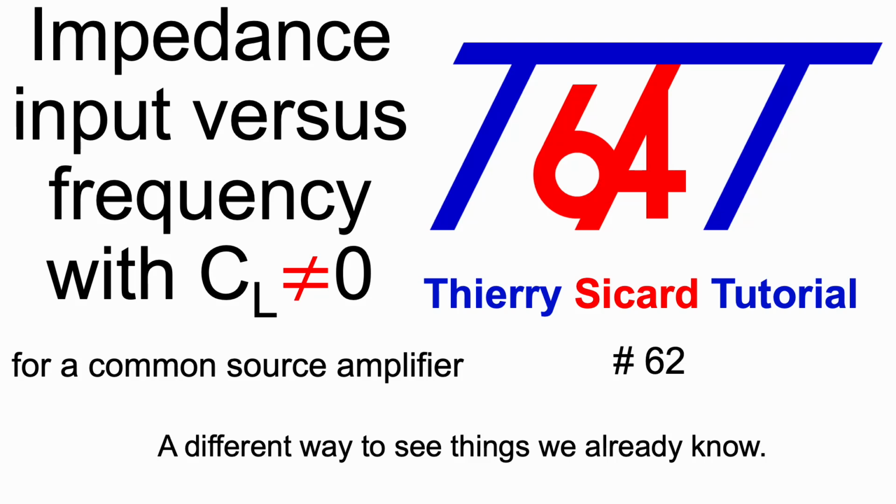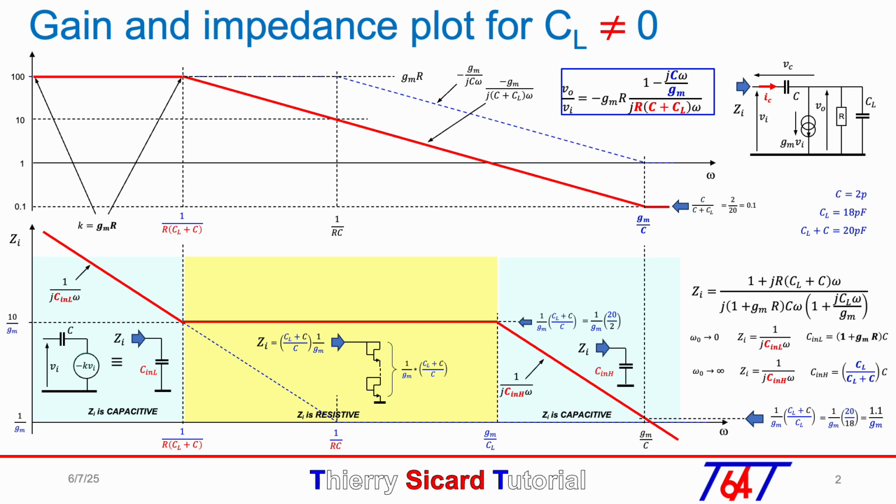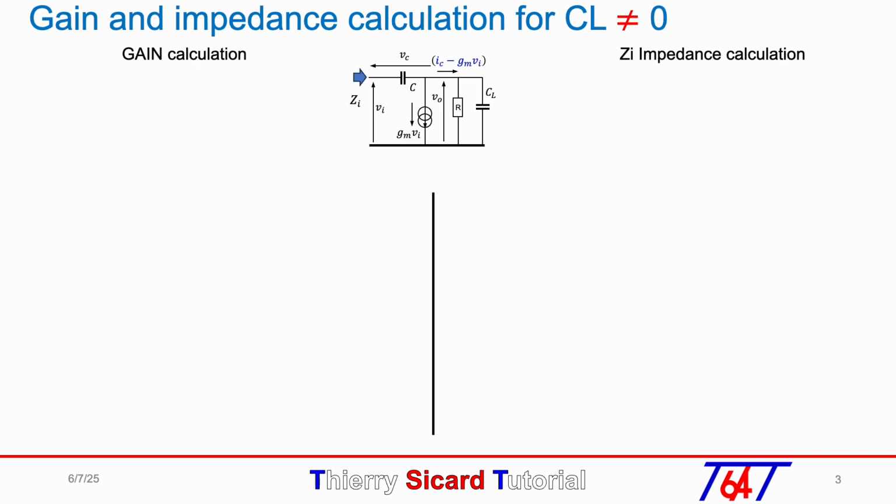Hello everyone, in this Thierry Sicard tutorial number 62, we will calculate and plot the input impedance of the common source amplifier topology, but with a capacitive load noted CL. Let's start by calculating the gain.